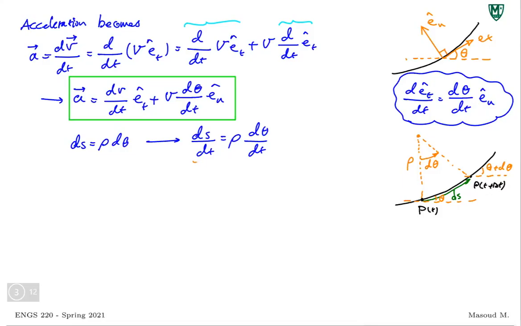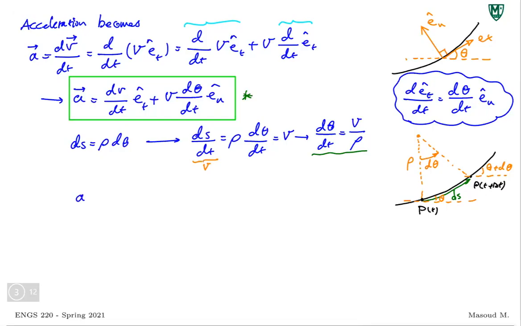We know this from before, that this is the fundamental definition for the magnitude of velocity. So this is v. See what happened there. So d theta dt becomes v over rho. Now I take what I got here and plug it into the equation I had from before. Now I get a new form for the equation for acceleration.